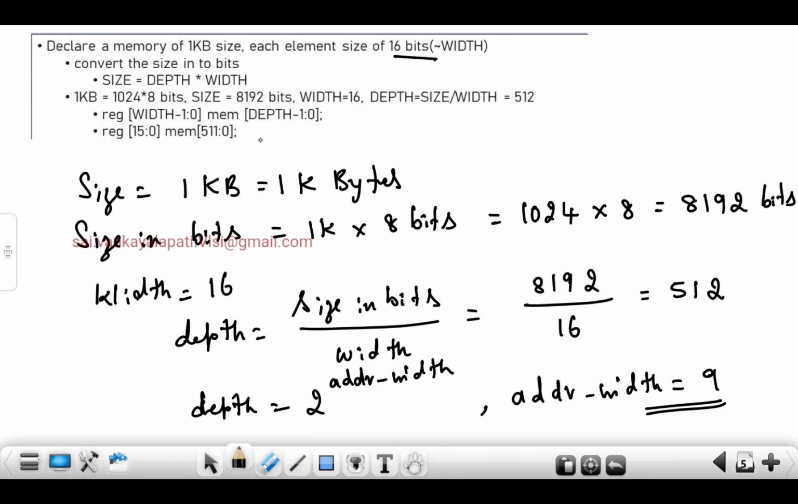Memory is nothing but what? 512. So memory is 511 down to 0. You understand? So in this case, I have given the size in bytes, then width in bits. Now I was asking you to find out the depth of this memory. Correct. Now let us go to the next one.